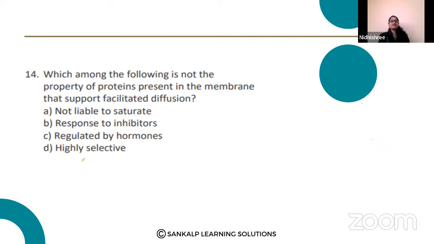Asha, option A. Not liable to saturate is the right answer. Because the membrane protein responds to inhibitors, it is also regulated by hormones or other proteins, and these are highly selective. Selective means that only when glucose, amino acids, sodium, chlorine ions, or larger molecules are present will these transport those substances. They do not transport everything. That is why option A, not liable to saturate, is the right answer.